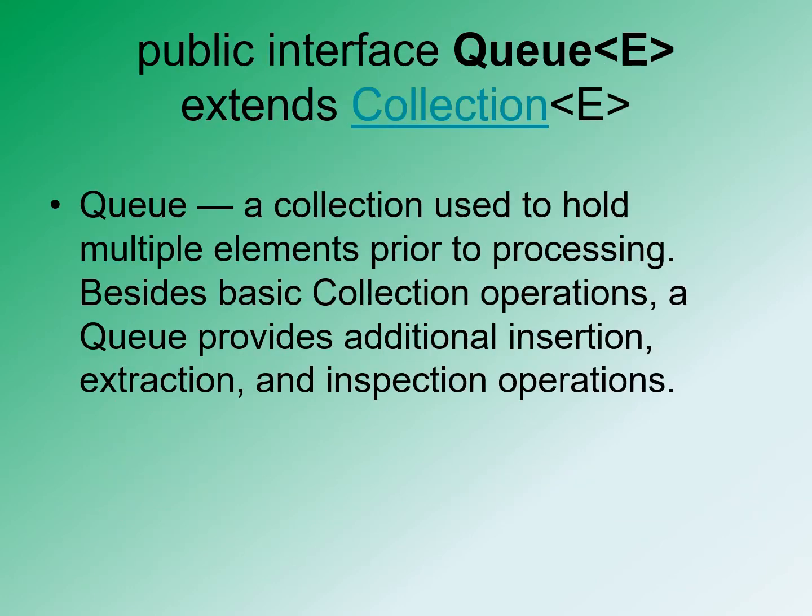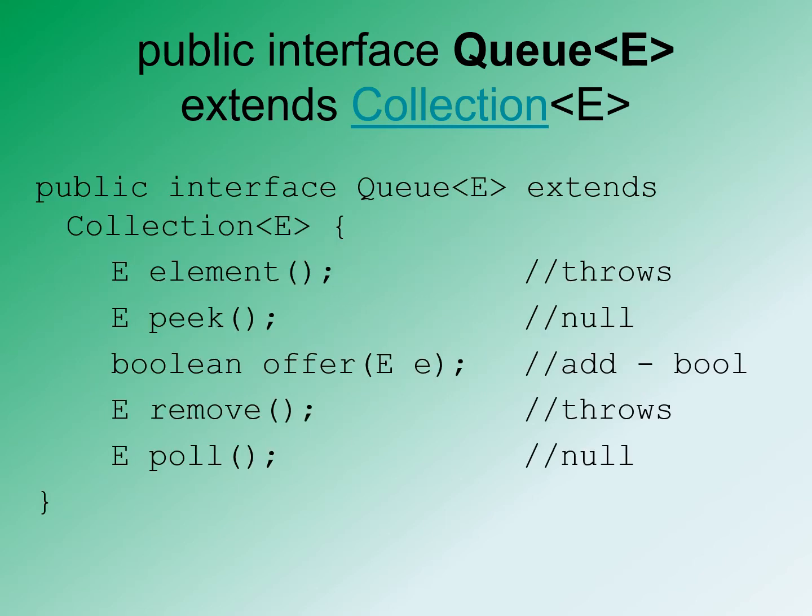Now we'll talk about the interface Queue. Queue is a collection used to hold multiple elements prior to processing. Besides basic collection operations, a queue provides additional insertion, extraction, and inspection operations. This is the implementation of the Queue interface where it extends the collection class. We have these many methods inside the Queue interface. As you can see, we have element method, peek method, offer method, remove method, and poll method.